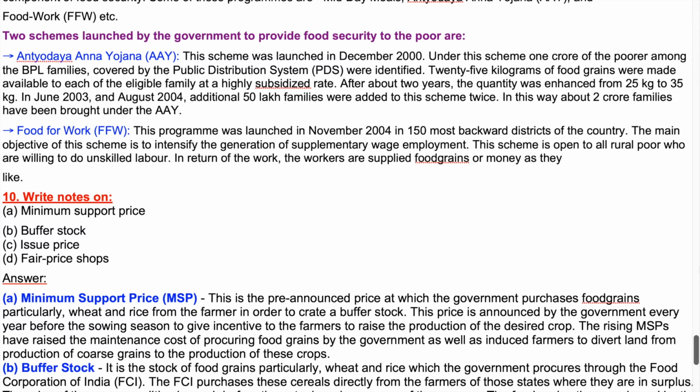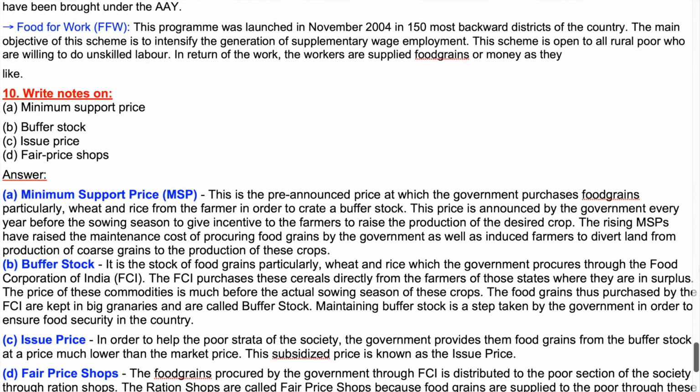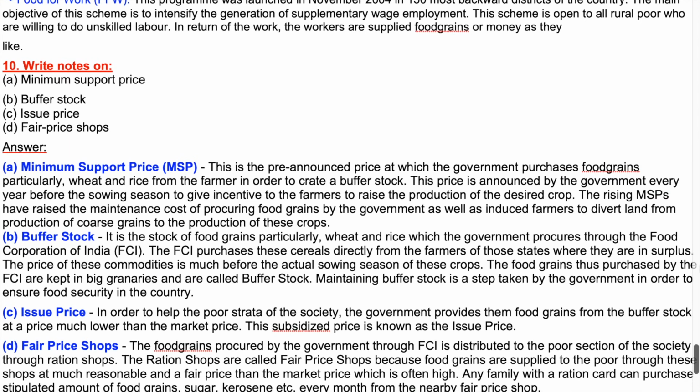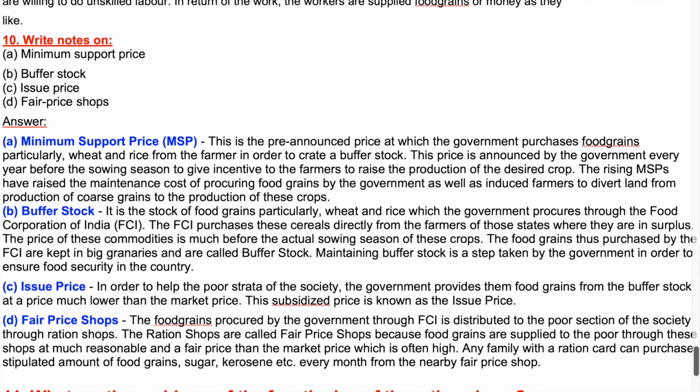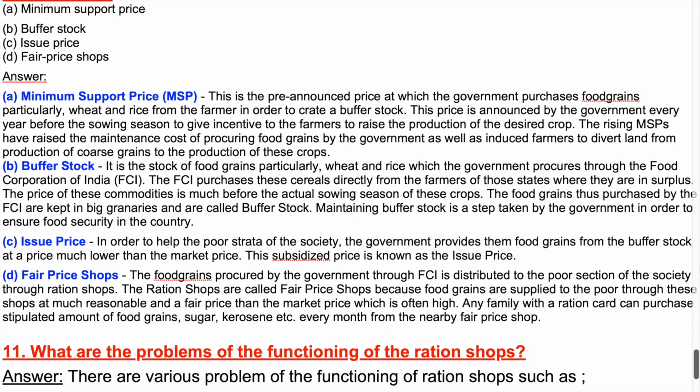10. Write notes on A. Minimum support price. B. Buffer stock. C. Issue price. D. Fair price shops. Answer. A. Minimum support price, MSP. This is the pre-announced price at which the government purchases food grains, particularly wheat and rice, from the farmer in order to create a buffer stock.